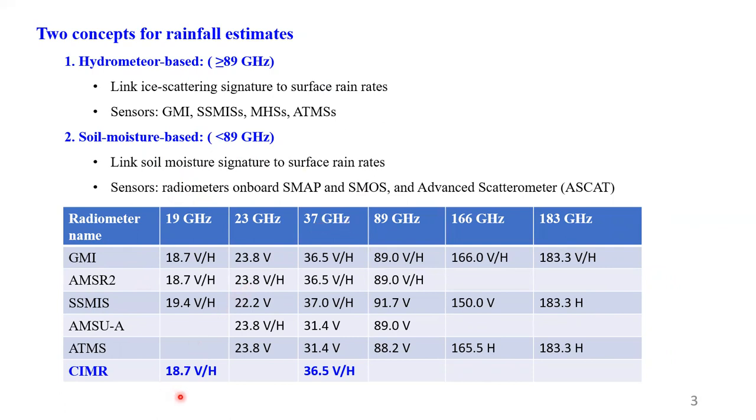In the future, we would like to combine it with SIMR, which also has 19 and 37 gigahertz. Here, I would like to emphasize that this is not a full set of the frequencies. We have some sensors with frequencies even lower than 19. Clearly SIMR, also GMI and AMSR2, so we can also extend this concept to lower frequencies.